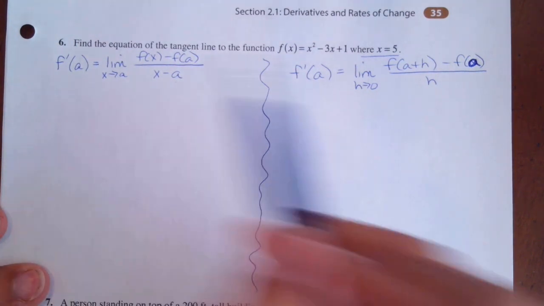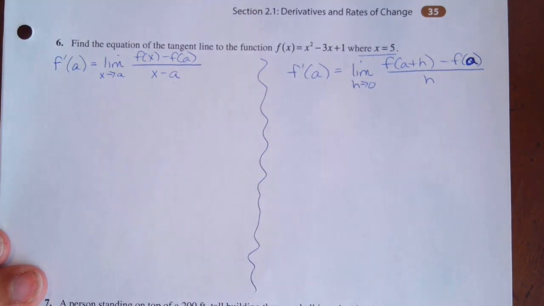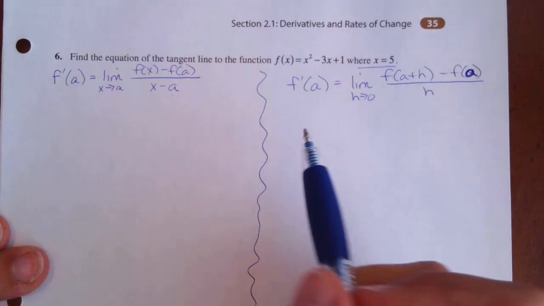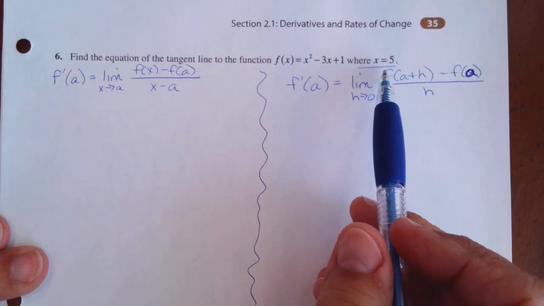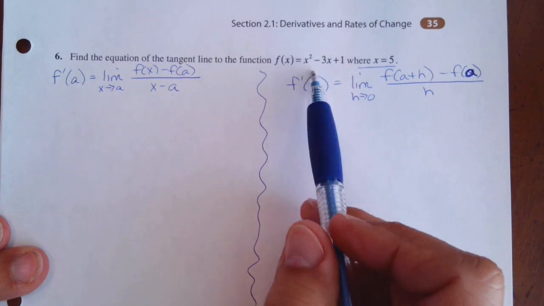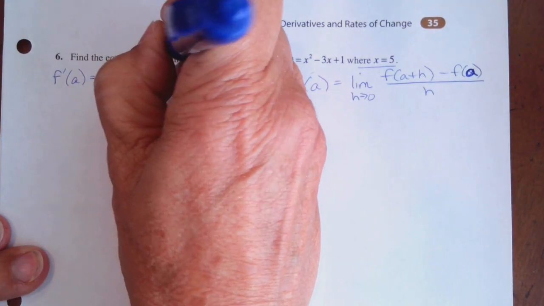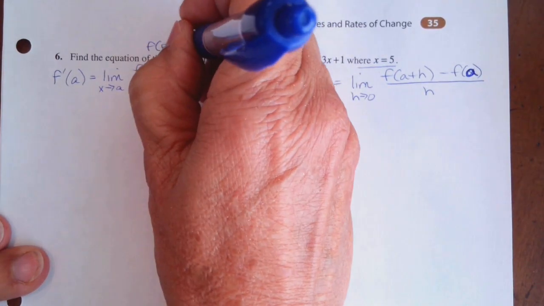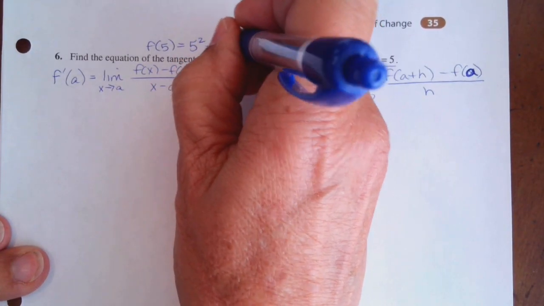So it doesn't really matter which one you use. You can use either one. You don't have to do both. I'm going to do both with you just so that you can see how to do that. Now for each of these, we need to know the function value when x is 5. So for either problem, I would need to know what is f of 5. So I'm going to do that up here. I've got to plug in 5 into my function. So I would do 5 squared minus 3 times 5 plus 1.